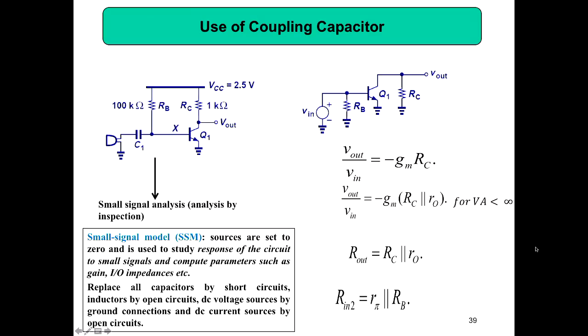So these things we already discussed. Rin, what is the input impedance? Here, by inspection, we can easily see RB coming in parallel with Rπ. So that is the reason the input impedance is RB parallel Rπ.